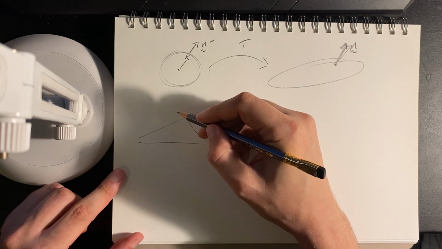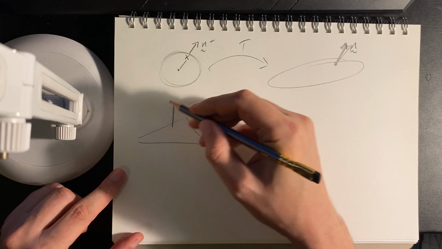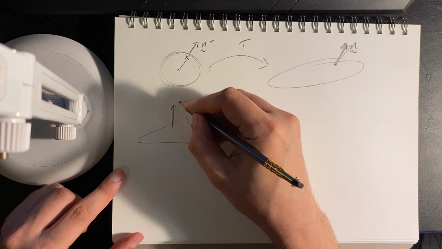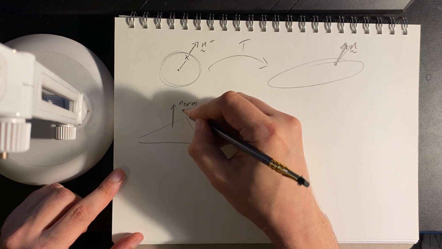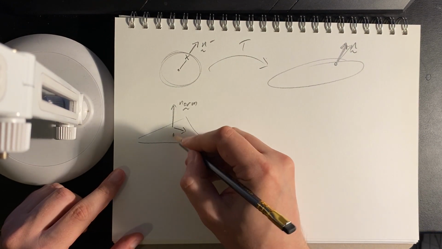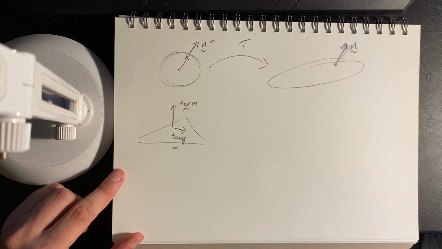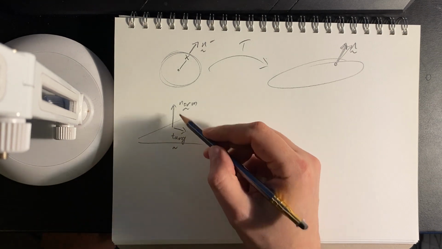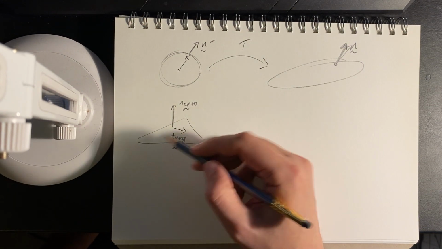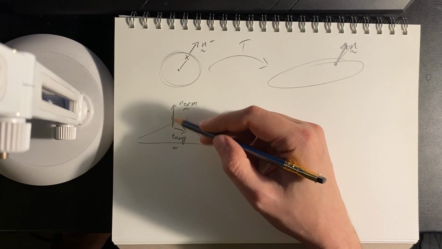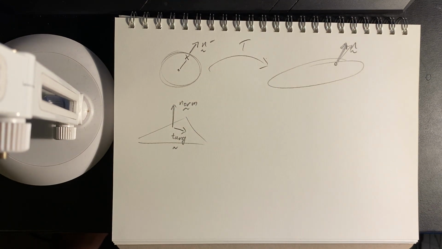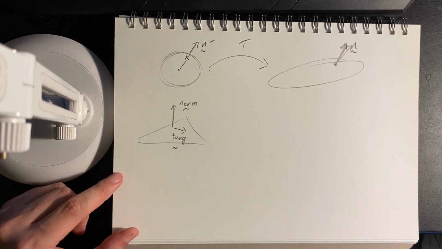So let's say, for instance, we have just a triangle, have a normal, and a tangent. Now, the issue is, if we scale the triangle non-uniformly, then the normal will get skewed in a bad way. So instead of directly looking at the normal, we'll sort of look at the tangent.